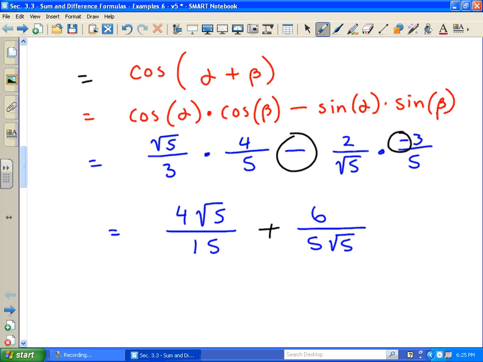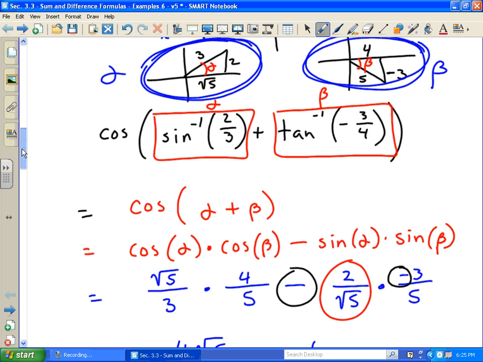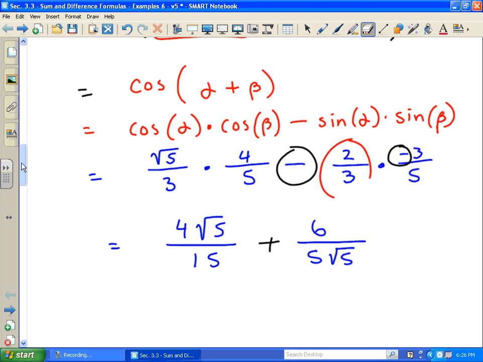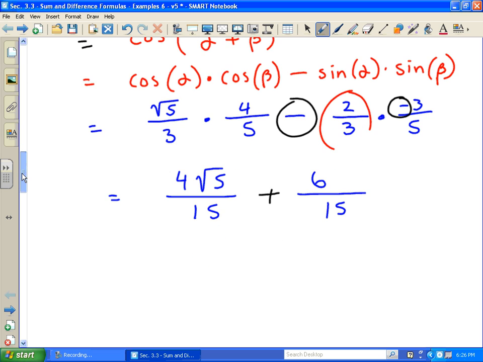I believe I have a mistake. Let me see if I can correct myself. The mistake is actually right here. The sine of alpha, let's look back at alpha. The sine of alpha needs to be y over r. My mistake is in the denominator. That should actually be 2 over 3. And let me correct this down below. That would actually make this denominator 15. Okay, that was going to be ugly the way I had it.